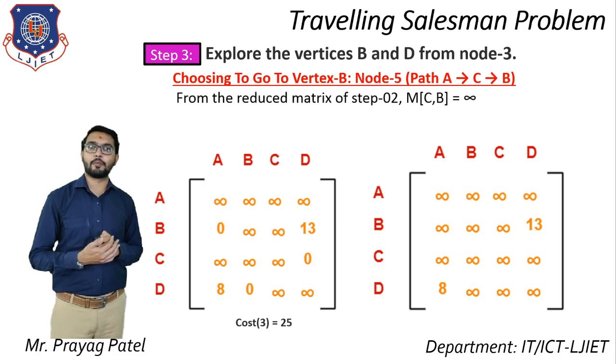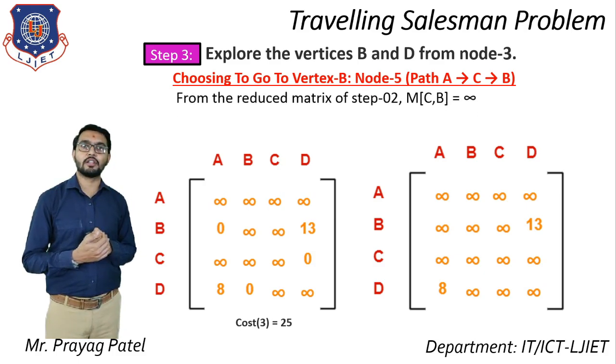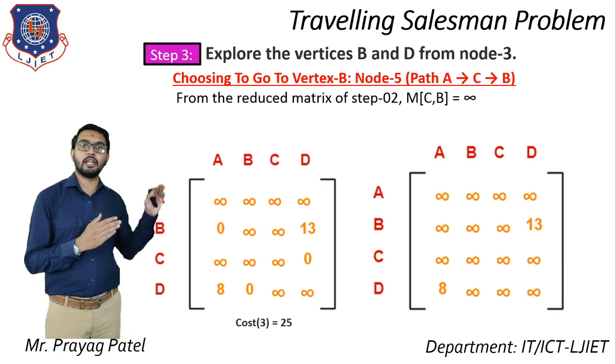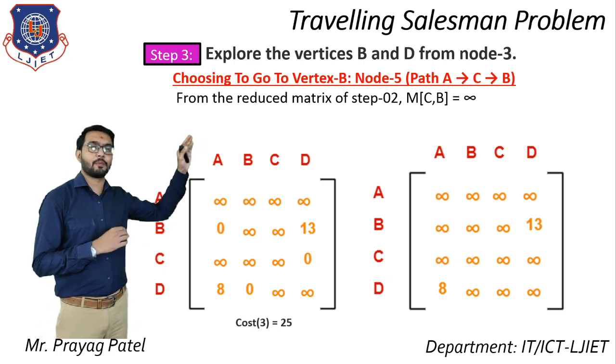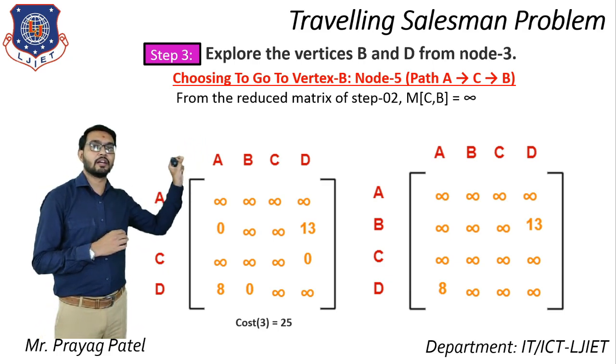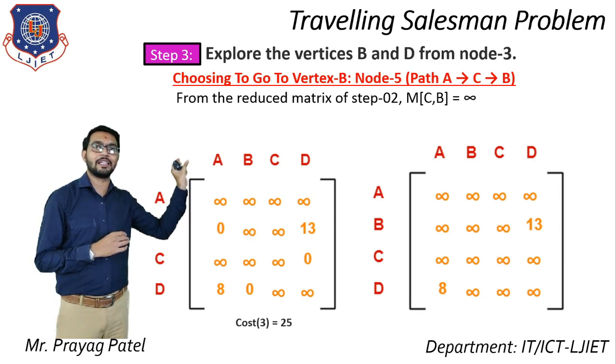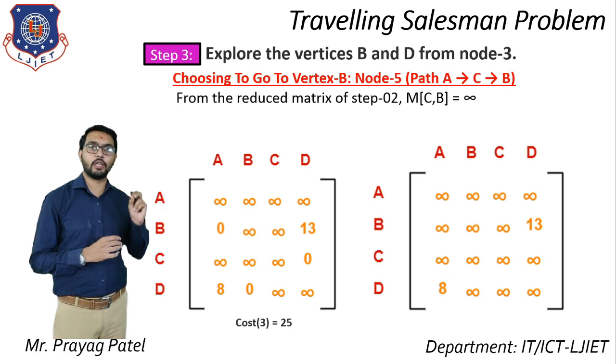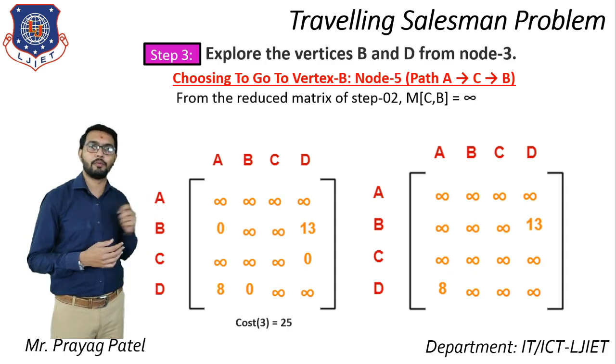Now perform the sum operation. The first operation is to consider the old value of M[C][B]. Here consider the last two elements, because our path is ACB, so the last two elements are CB. So the old value of M[C][B] equals infinity.